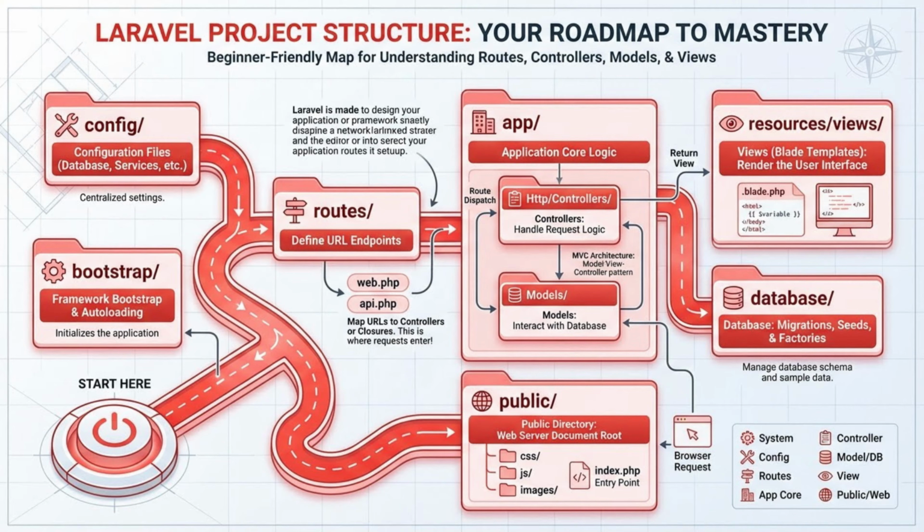Finally, we reach the public directory, which is the only folder exposed directly to the browser. When a user opens your website, the very first file that runs is public/index.php. This file acts as the gateway between the user and the Laravel framework. The public folder also stores CSS files, JavaScript files, images, fonts, and other front-end assets that the browser needs. Anything placed inside this folder is publicly accessible.